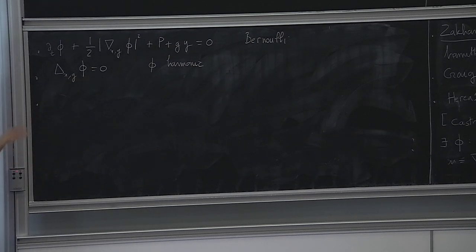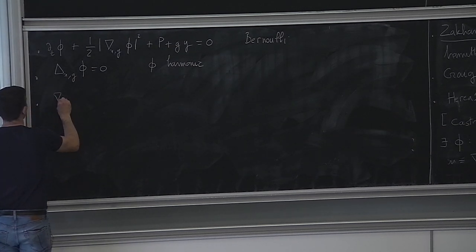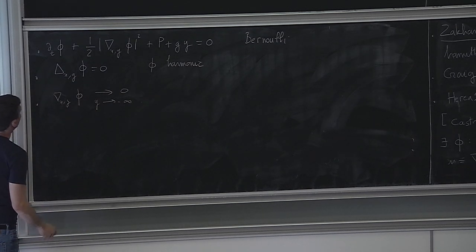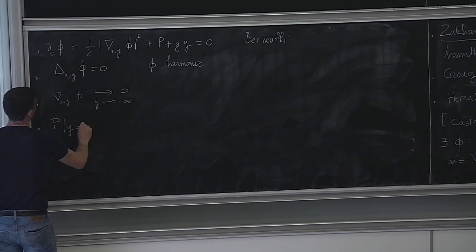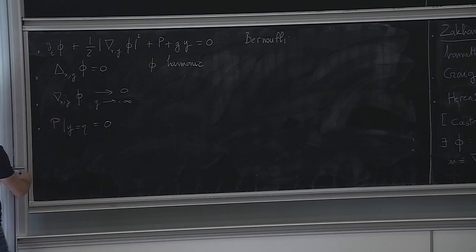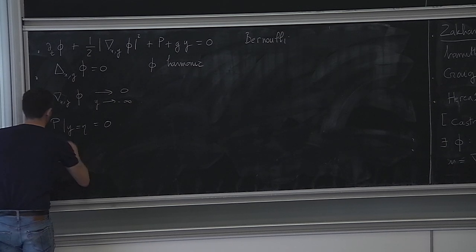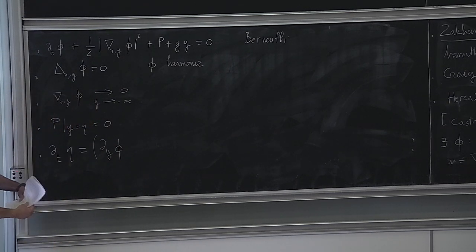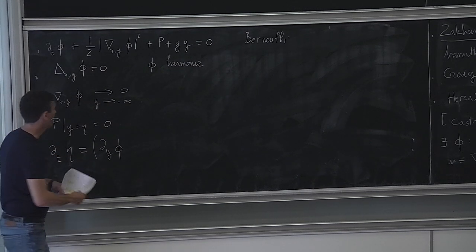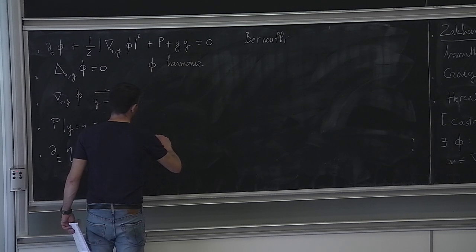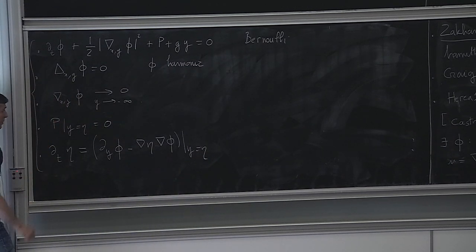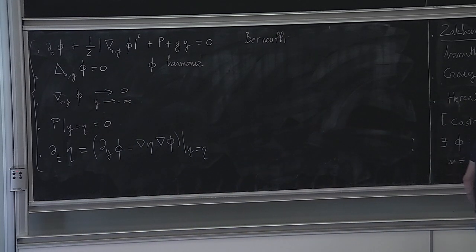The boundary condition that U vanishes at minus infinity can be rephrased as follows. We also have that, recall, P vanishes on the free surface, and eventually the equation for eta can be written in this form. dT of eta is equal to the third component of U, which is dy phi, minus gradient of eta dot gradient phi evaluated on y equal eta. So this is an obvious way to rewrite the water wave equation once you assume that they are irrotational.